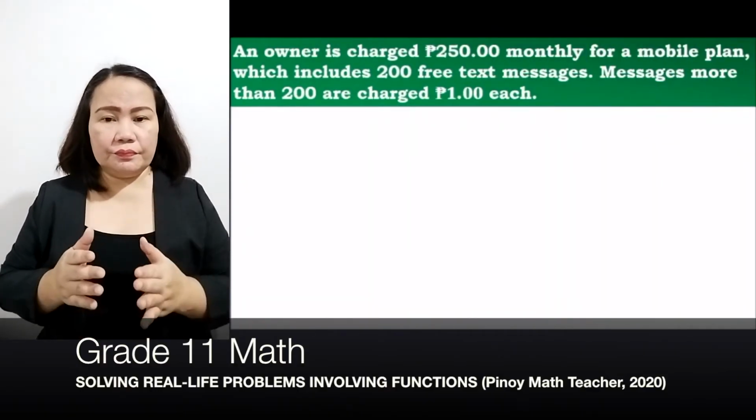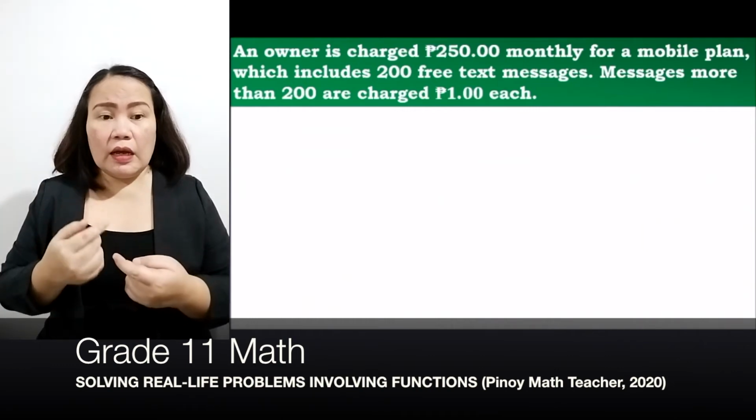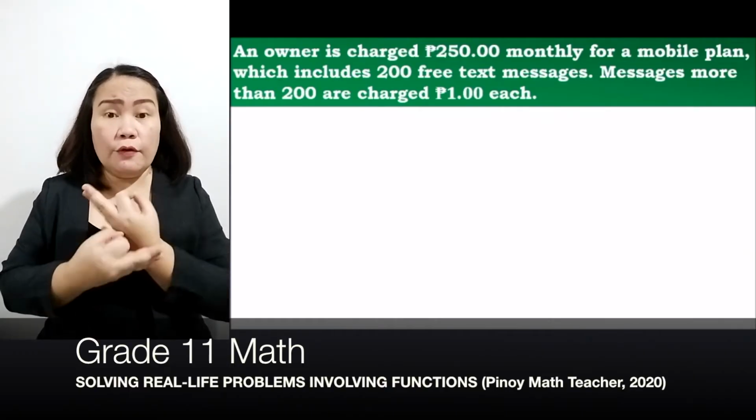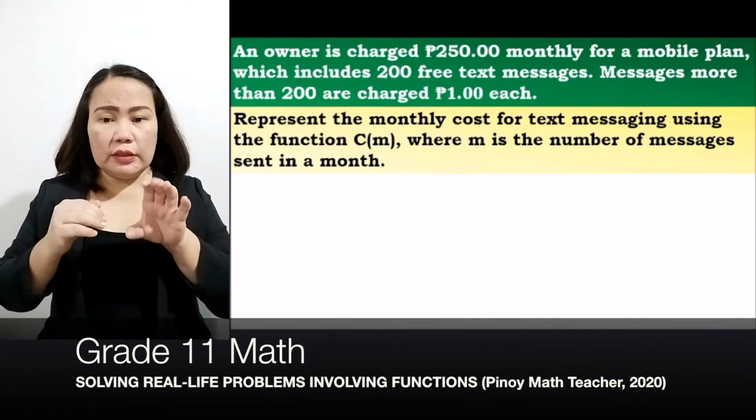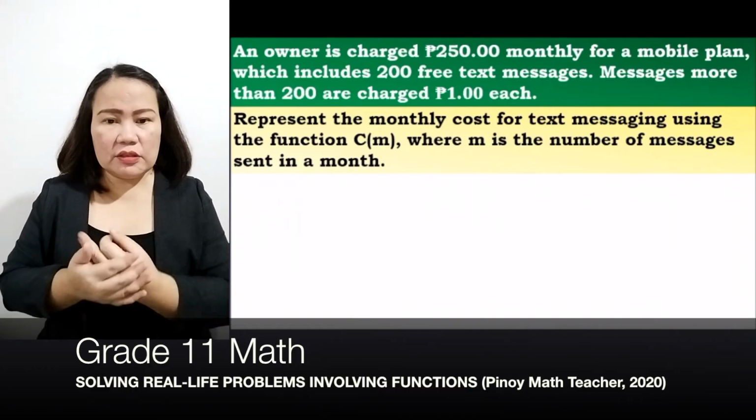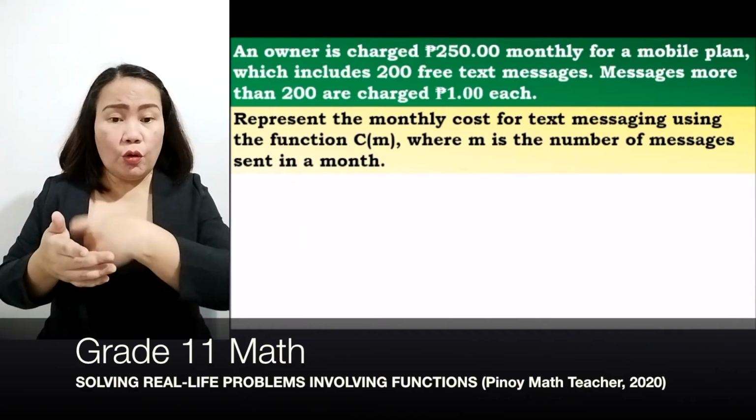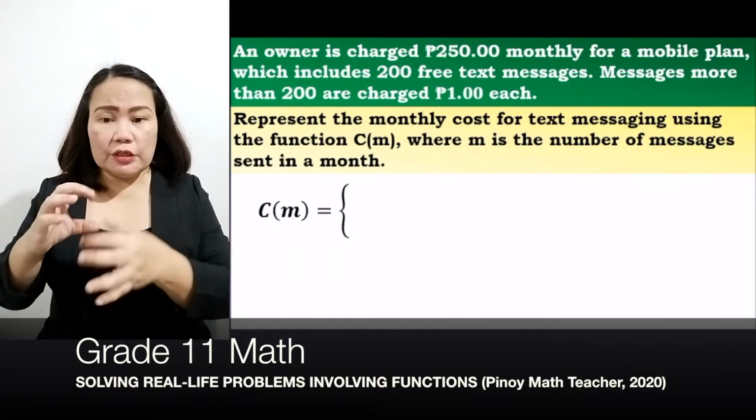An owner is charged 250 pesos monthly for a mobile plan, which includes 200 free text messages. Messages more than 200 are charged 1 peso each. Represent the monthly cost for text messaging using the function C of M, where M is the number of messages sent in a month. So ito ay piecewise function na may dalawang piraso.